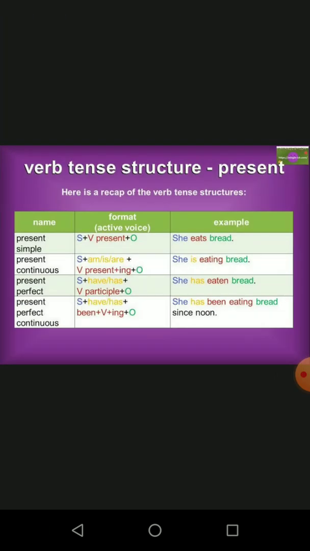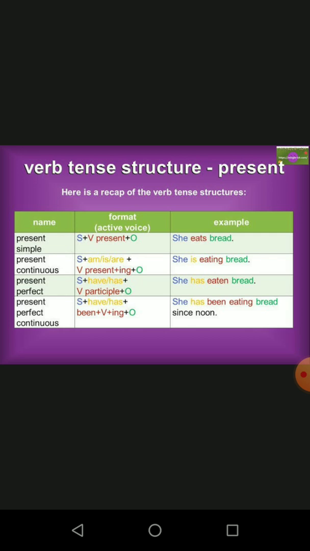Okay, last form of the present form is the present perfect continuous, where we use the subject, then we use the helping verbs have or has, and with that been, and then we use the ing form of the main verb, which is also, as I told you, the continuous form, and then the object. She has been eating bread since noon. When we are talking about some work which has started some time back and is still continuing, that is when we use the present perfect continuous.